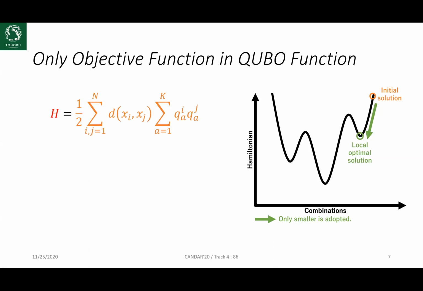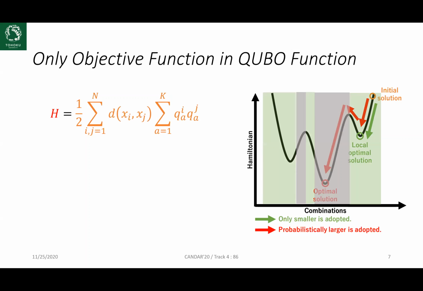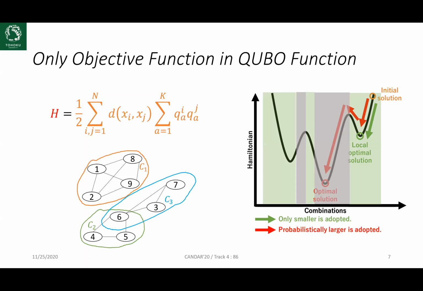However, if only smaller solutions are adopted as more optimal solutions, the solutions will fall into a local optimum. Therefore, SA adopts a probabilistically larger solution to escape from the local optimal solution. This allows us to find the right optimal solution. However, the optimal solution may not satisfy the constraint in this way. For example, when clustering is performed without satisfying the constraint, a data point may be allocated across two clusters.